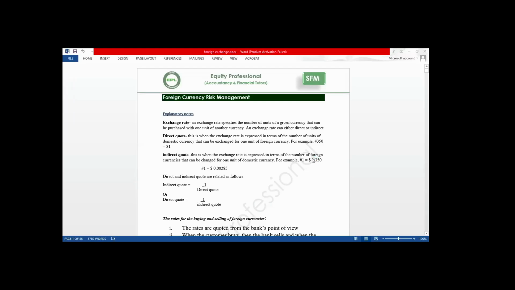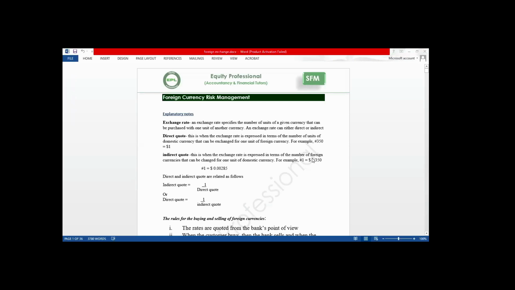The choice is always between option theory and foreign currency risk management. Last diet, the examiner tested option theory extensively. Number 1 question was on option. Number 6 question, or number 5 question, was also an option. So that's why we have treated the concept of option.